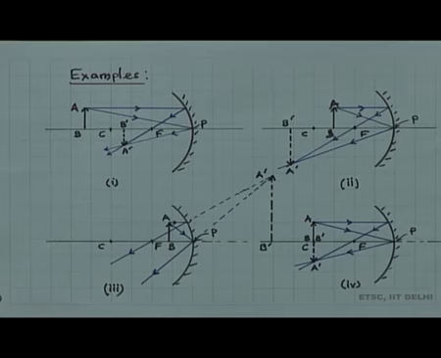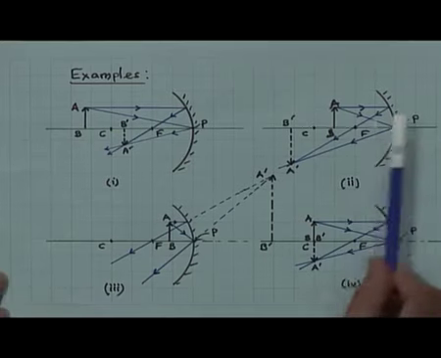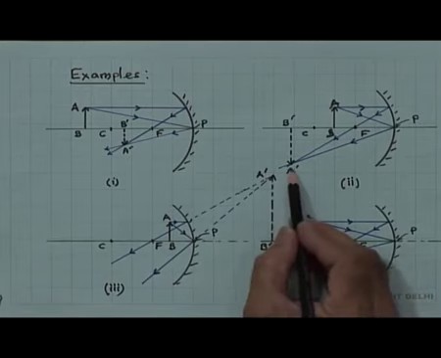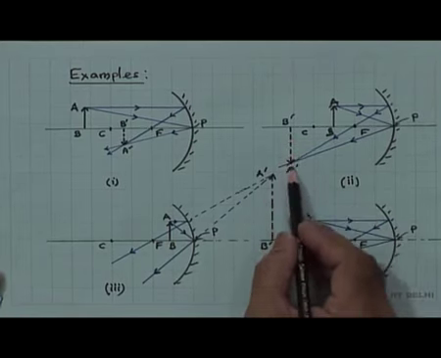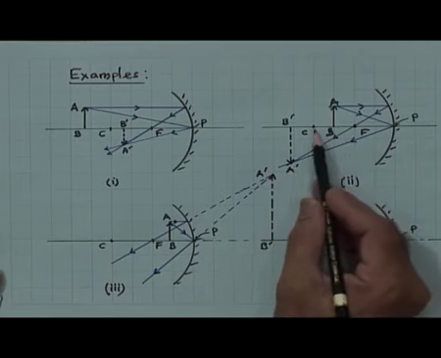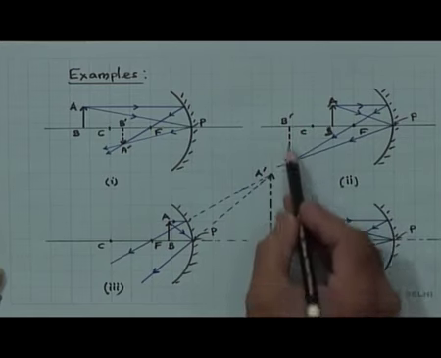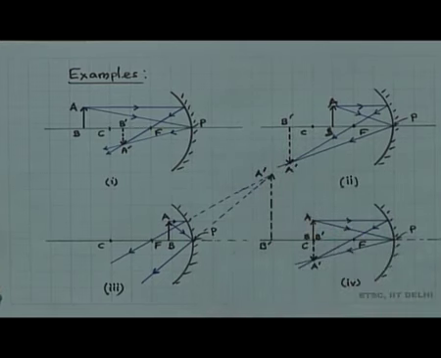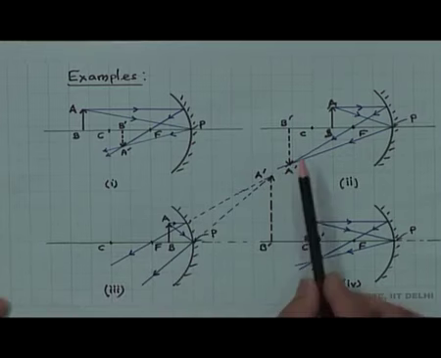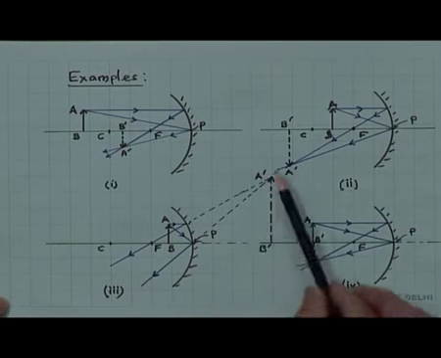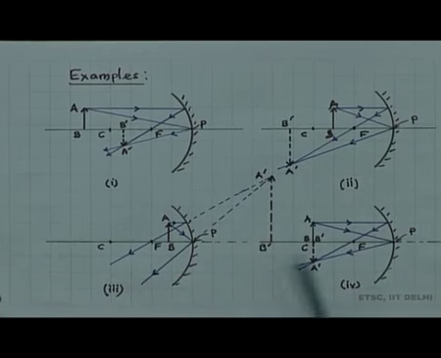AB is the object, and a parallel ray and a ray which is incident at the pole intersect here. Now A dash B dash is formed here, for an object between C and F. The image is formed beyond C, and we can see that it is a magnified image. We will discuss the quantitative aspects of magnification and the location later, but right now we are looking at the geometrical determination of the position of the image.